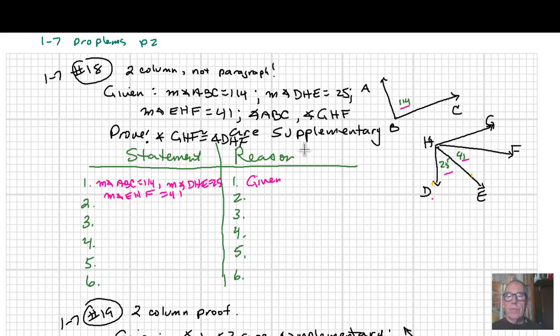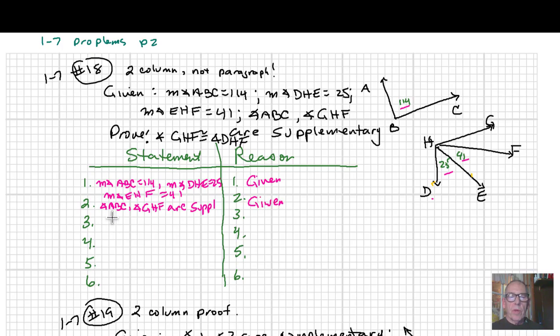Now, ABC and GHF are supplementary. So we need to bring that in there, and then from that, we're going to get that the measure of GHF is 66 degrees. So next step, angle ABC and angle GHF are supplementary. It's given.